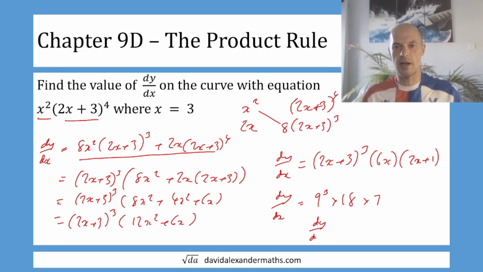Okay, so 9 cubed multiplied by 18 multiplied by 7, so it's quite a big number here. So dy by dx, probably in an exam you wouldn't get one with quite such a big number for the gradient here, 91,854, so pretty steep. So there we go. So as I said, there was a lot of factorising that we did there, not strictly necessary because the question's not asked us to write the derivative in a particular way.